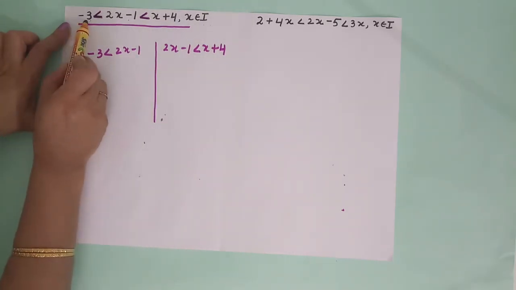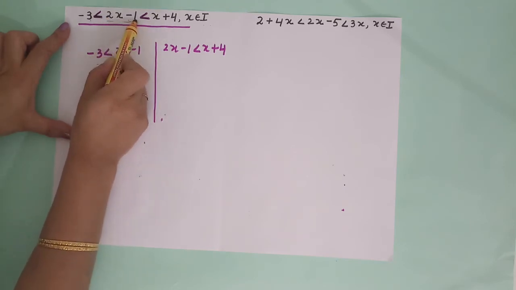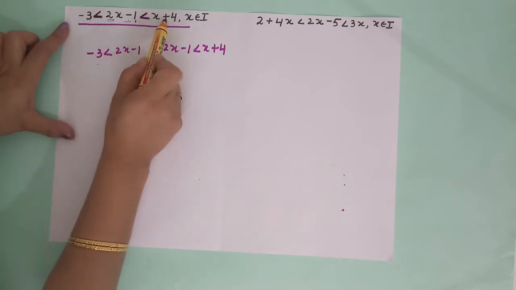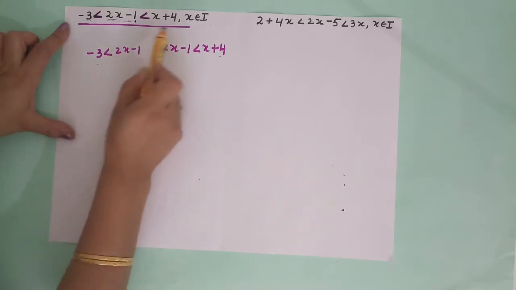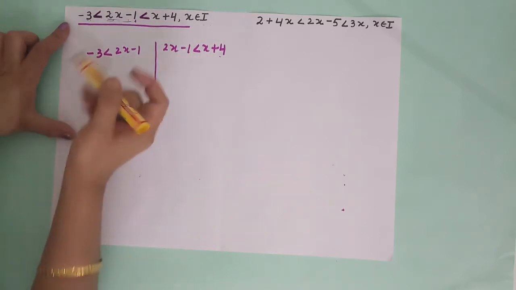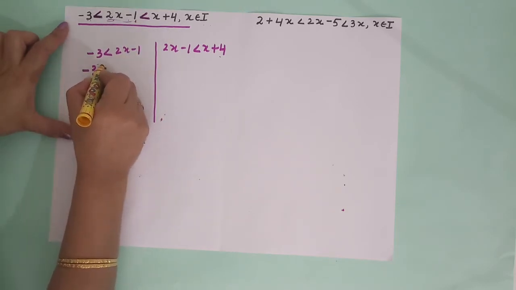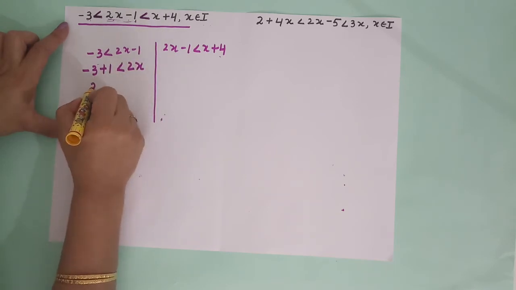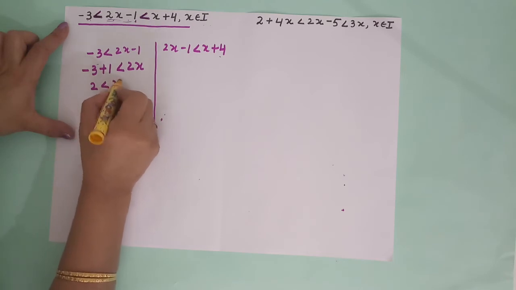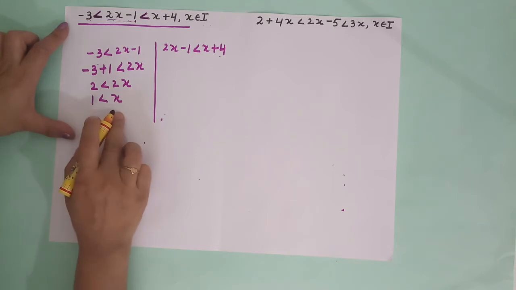You see, minus 3 is less than 2x minus 1. This was my first part. Then 2x, this middle term, has to be taken twice: first with this minus 3 and second with this x plus 4. I have taken 2x minus 1 first here and here also. Okay, let me solve it. Minus 3, I'll shift this to this side, becomes plus 1 is less than 2x. It means that 2 is less than 2x. Does that mean 1 is less than x? Let me keep it as it is.